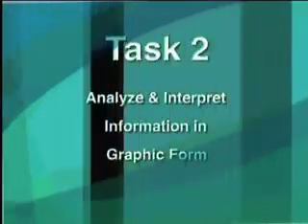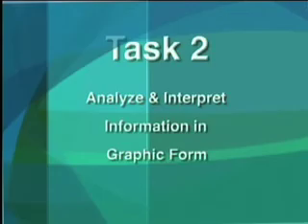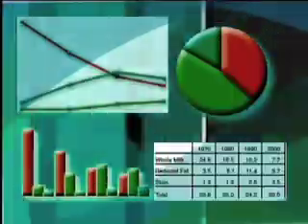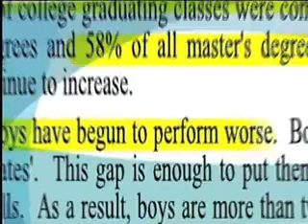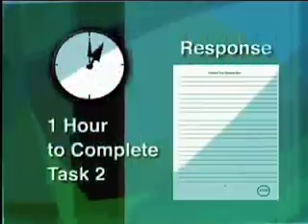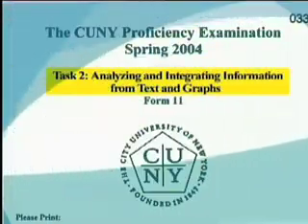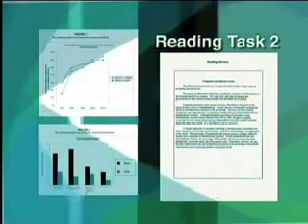Task 2 tests your ability to understand and analyze information that is presented to you in graphic form, such as pie charts, line graphs, bar graphs, and tables, and your ability to use that information to verify statements that were made in a reading. This portion of the examination is 1 hour long, and it is worth 1/3 of your grade. You will be given a short reading, which is a few paragraphs long, and 2 different charts that will be called Figure 1 and Figure 2.